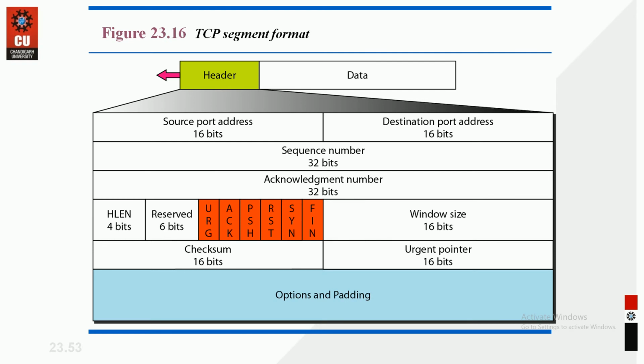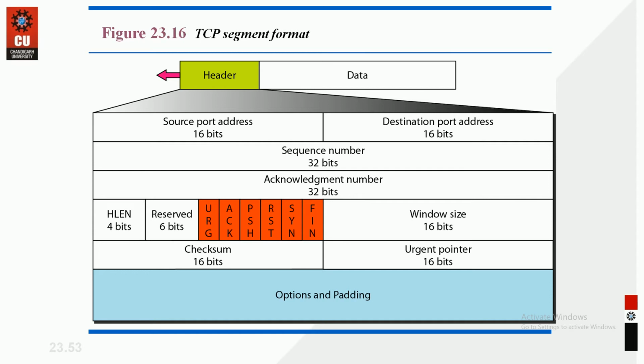Now this is quite an important term, the main focus of today's lecture, that is the TCP segment format, or how this data is transferred. So one part is the header, another is data, right? So what is a header? Header is information added by the current layer.